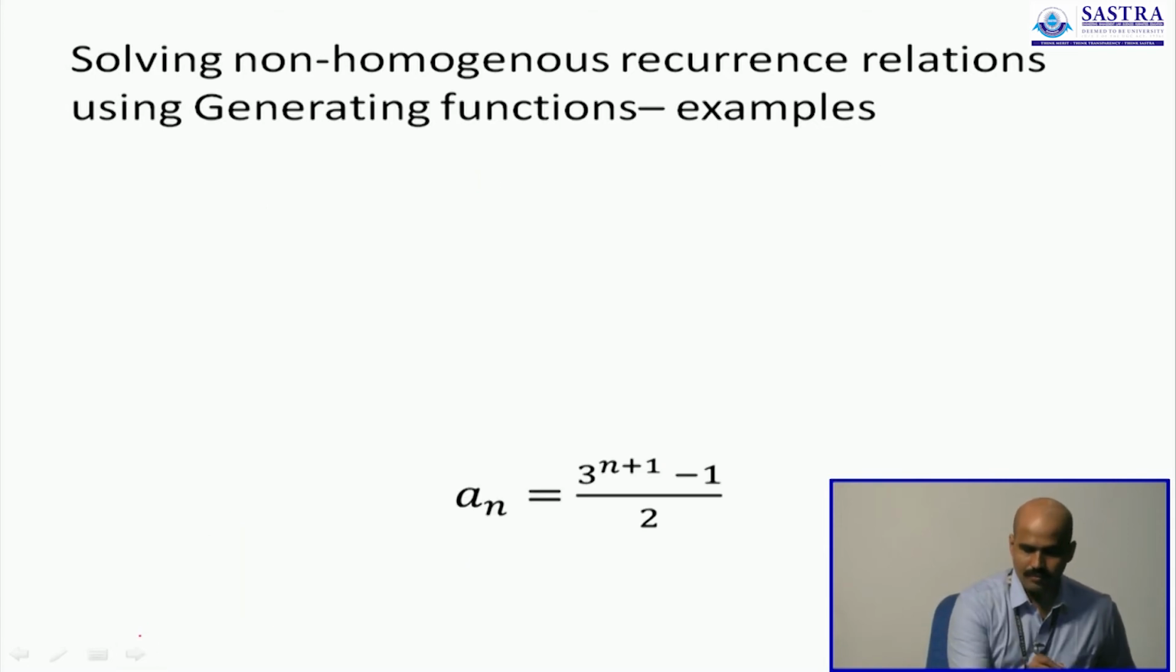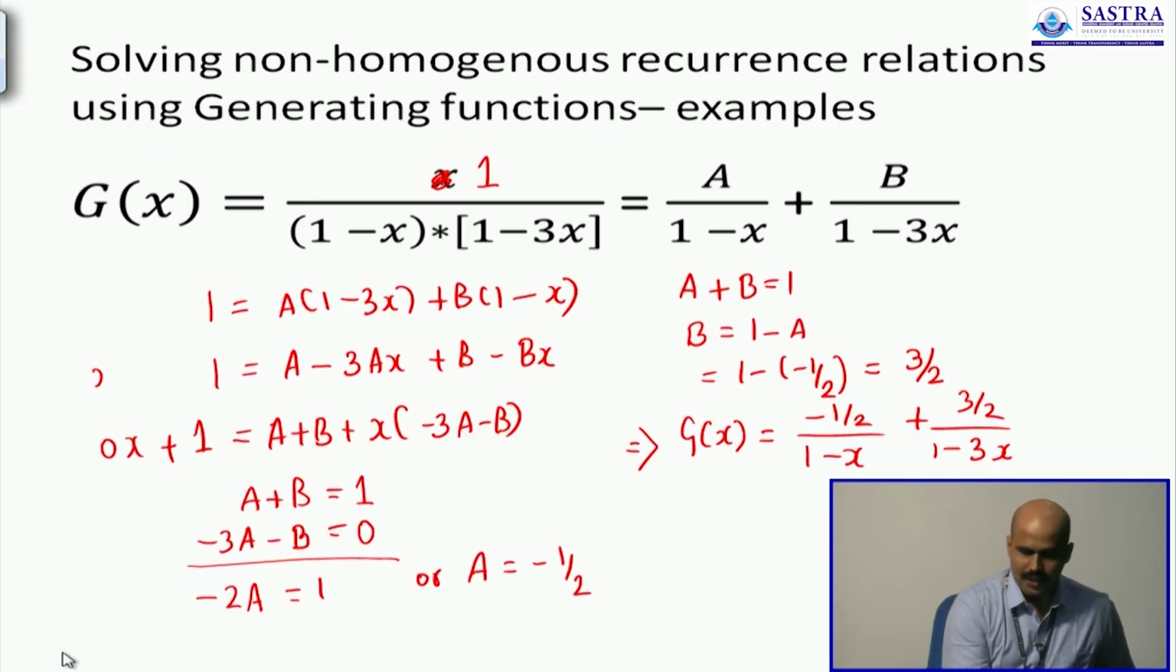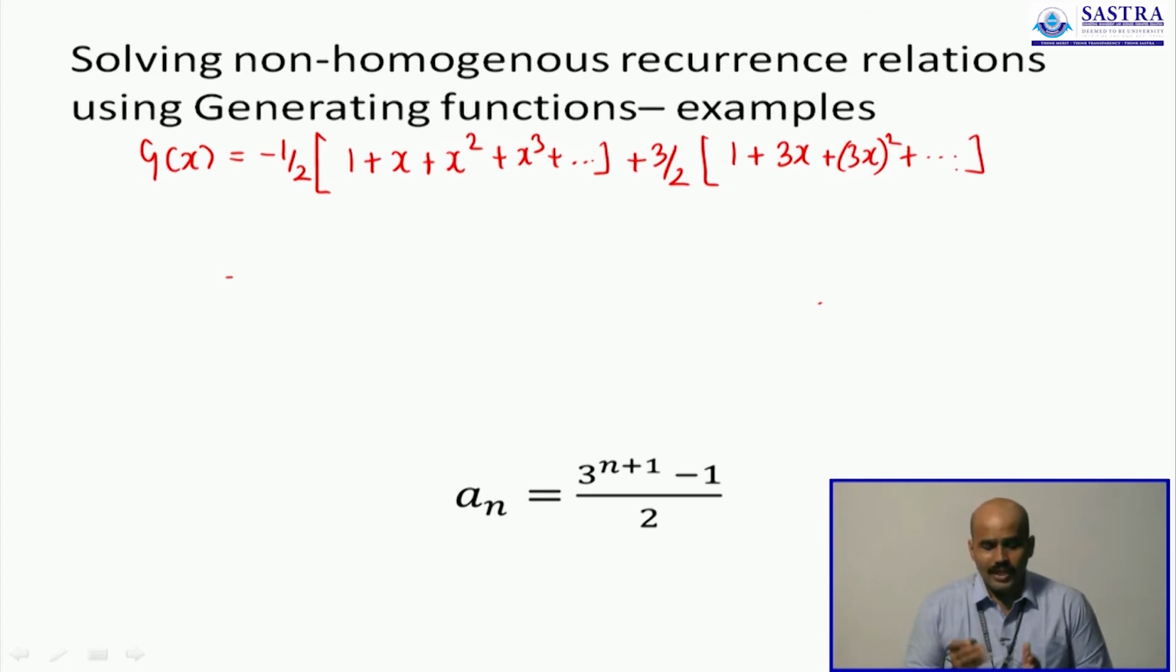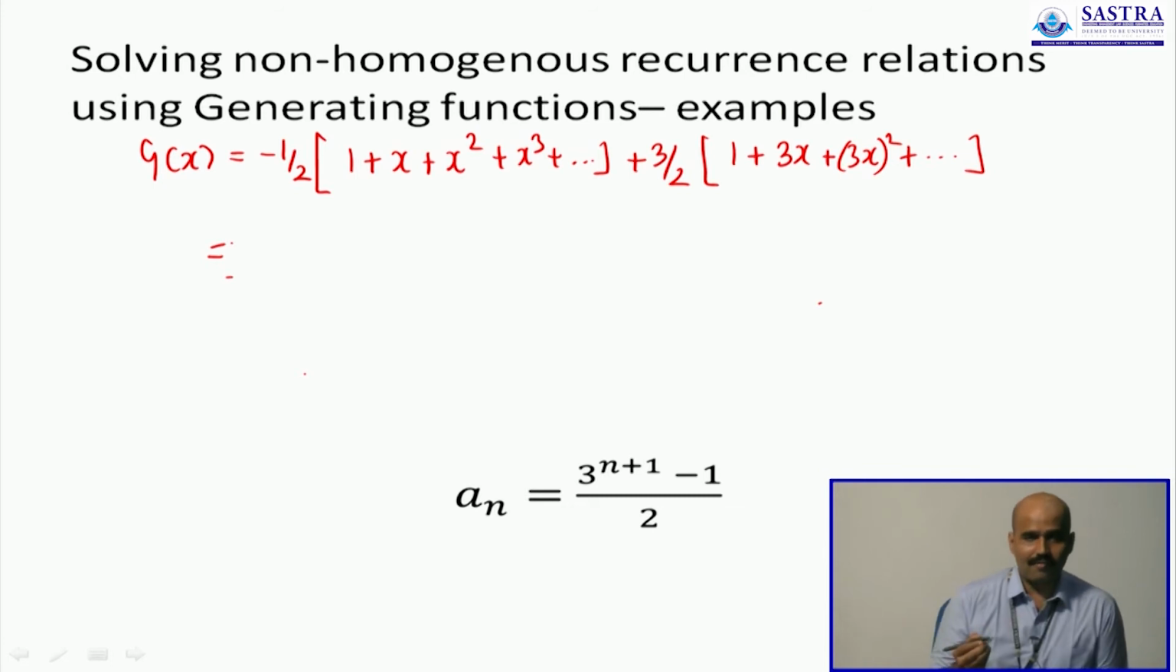So g of x is minus half times 1 by 1 minus x, and we know that 1 by 1 minus x is expanded in this form. That's 1 plus x plus x square plus x cube, so on and so forth. And we also have a 3 by 2 before us. That's a 3 by 2 times 1 by 1 minus 3x. That's going to be 1 plus 3x plus 3x whole square plus etc. That's once again the same expansion that we are after. Now if we group together these terms, we have our answer.